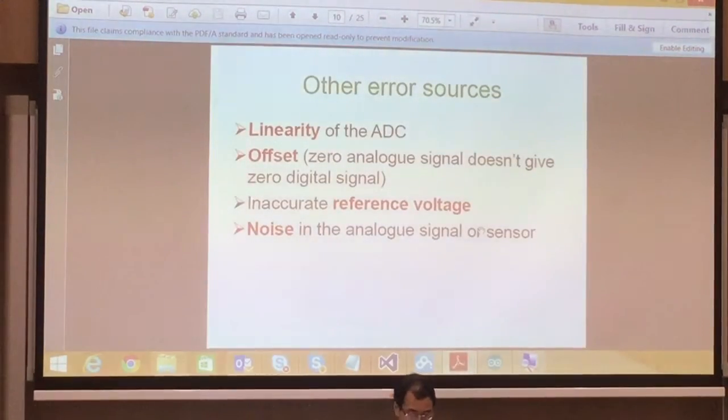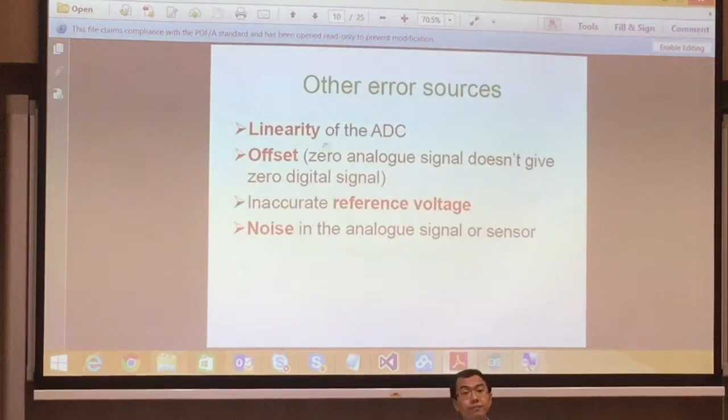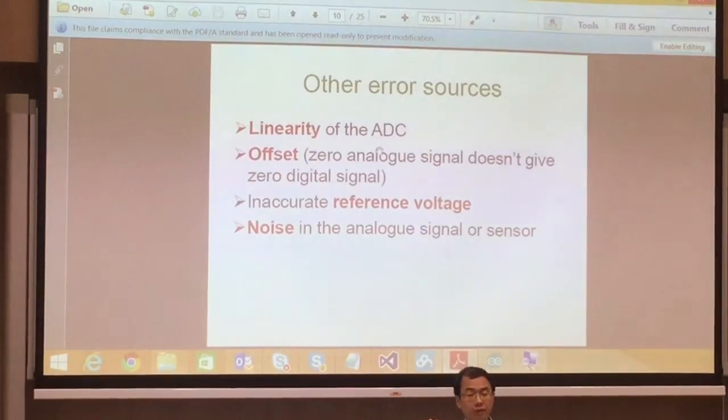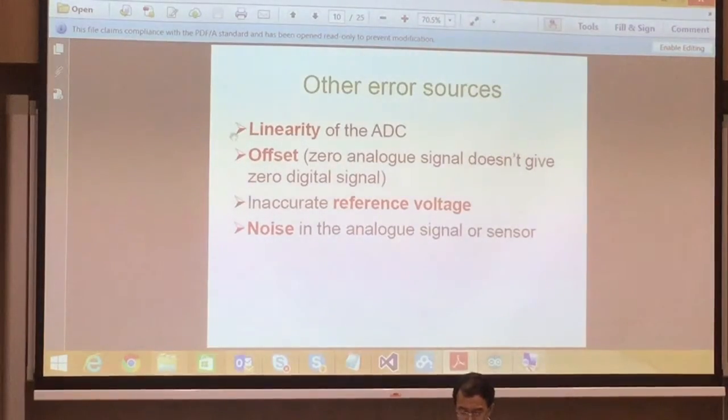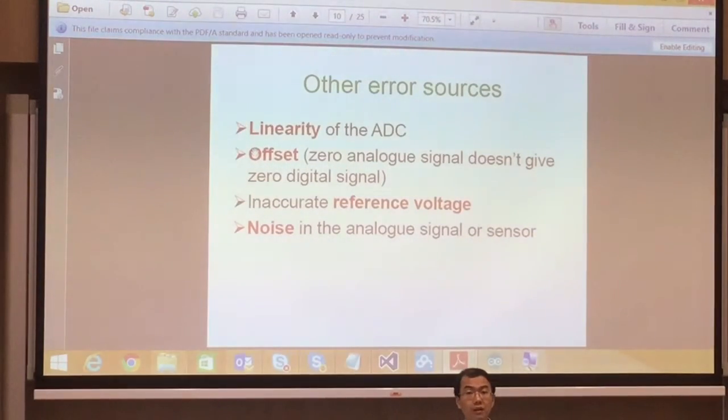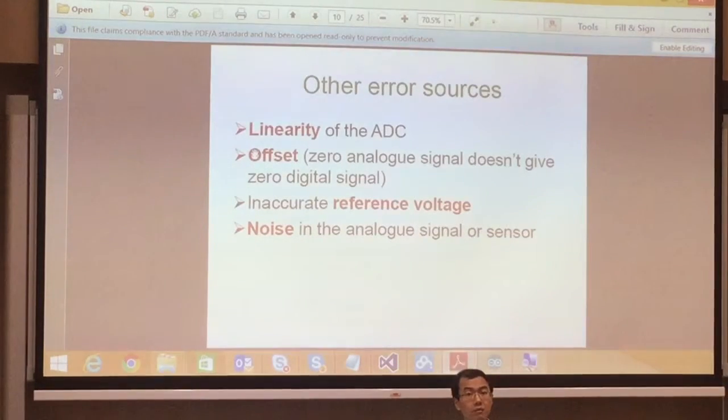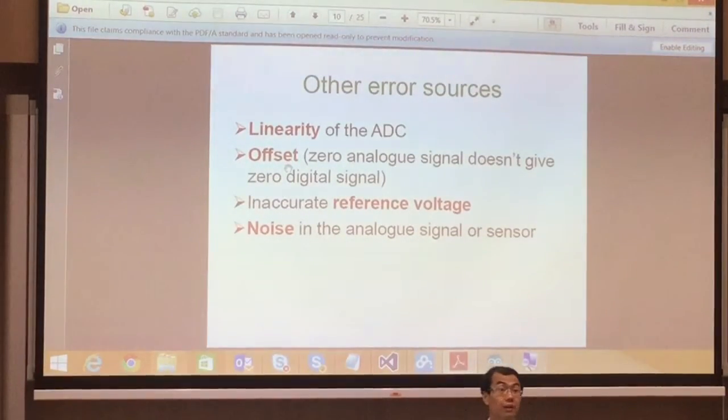Okay. So other possible error sources in ADC could be the linearity. What is linearity? Inside the ADC, usually you have some amplifier, and this amplifier is going to amplify your signal. Not all the signals can be amplified by the same constant. So that introduces the linearity error. And also the offset error.